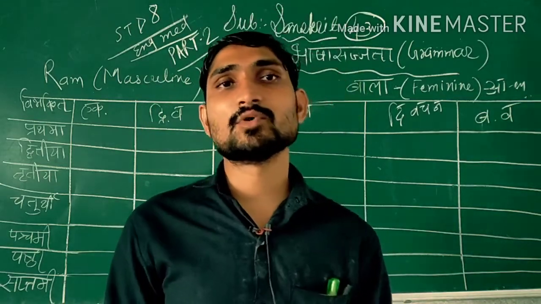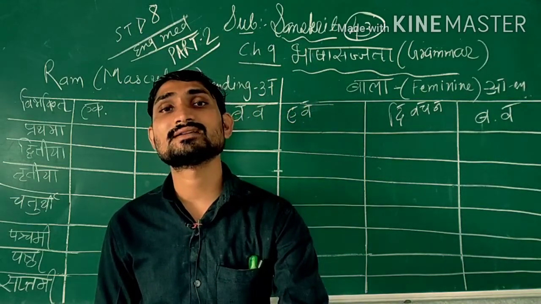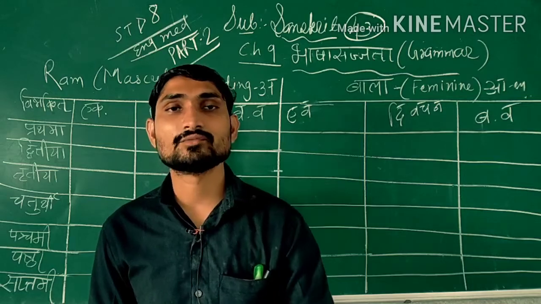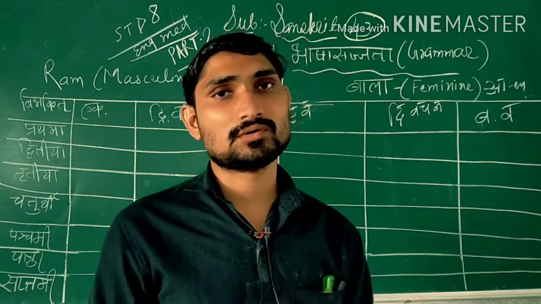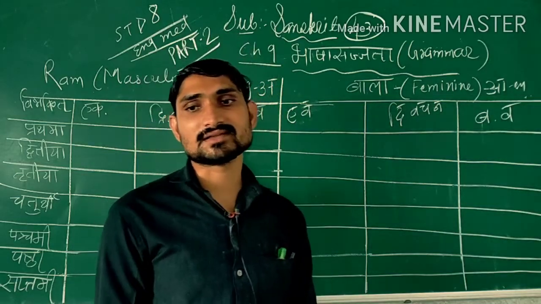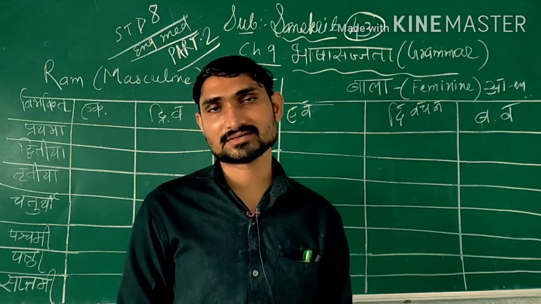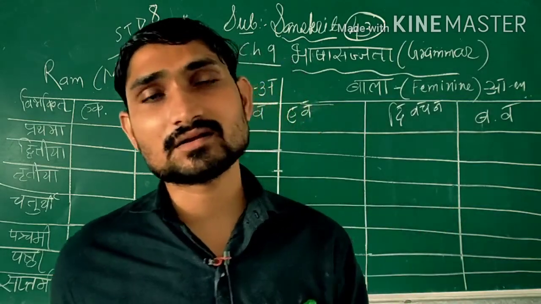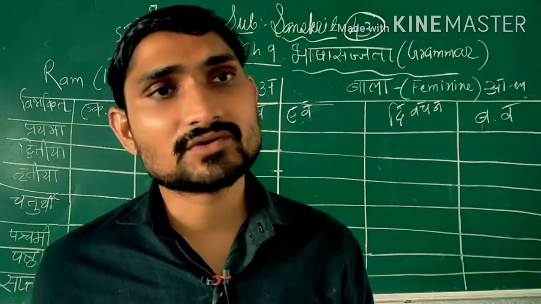Next, Sambodhan is the last and final case form, which you have to know. It is known as the address, whom you are talking to, meaning whom you are calling. Hey Ram, oh Ramesh, that is known as Sambodhan, the address words. He gaja means oh elephant. Understood, students? These are the introduction of case forms.